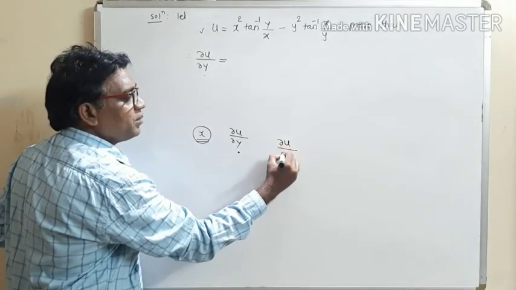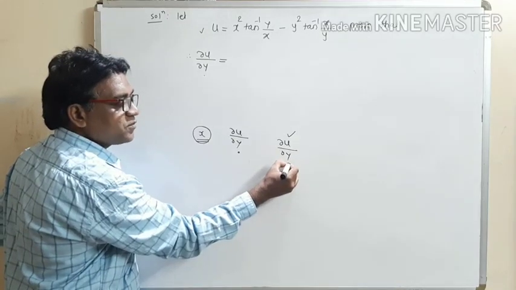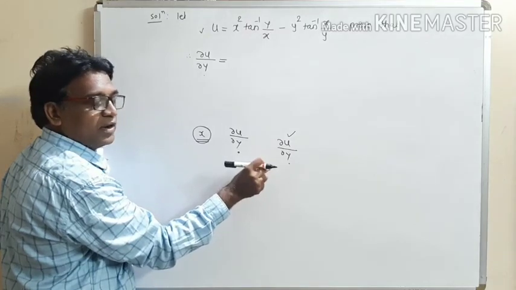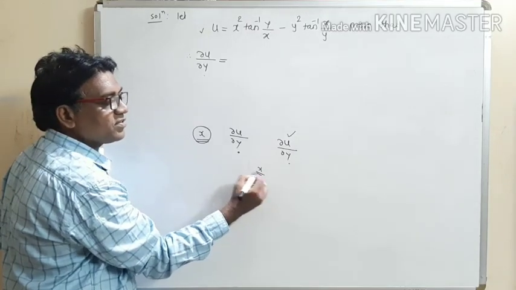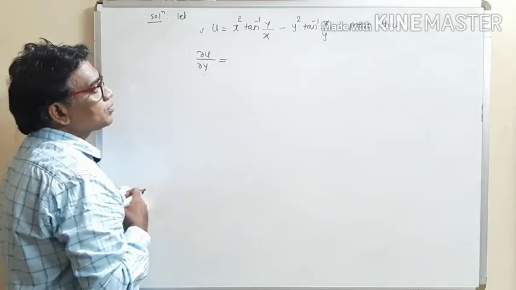∂u/∂y means differentiating u partially with respect to y. That means just find out derivative of y only. Treat x as a constant term. So write down the derivative. So write down this is equal to.